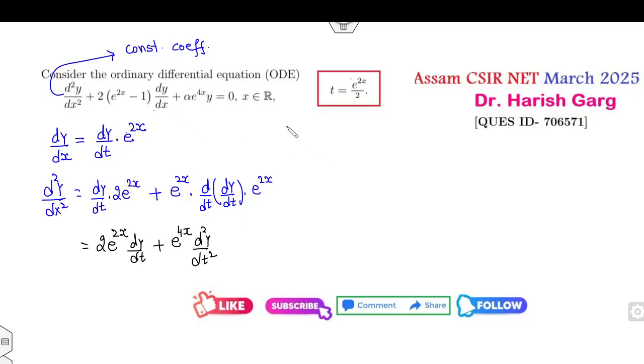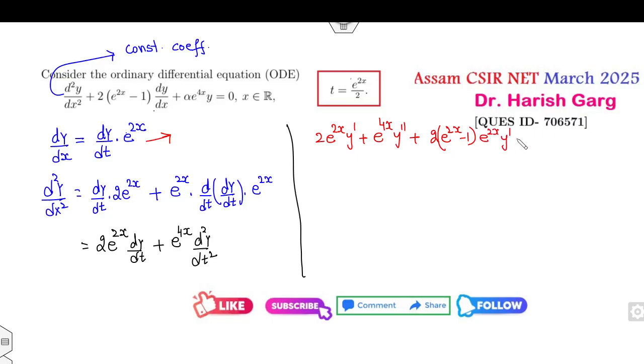So I can substitute both the values in the given equation. So that will be 2 e raised to power 2x of y dash plus e raised to power 4x y double dash plus (2 e raised to power 2x minus 1) into e raised to power 2x of y dash plus alpha e raised to power 4x of y is equal to 0.